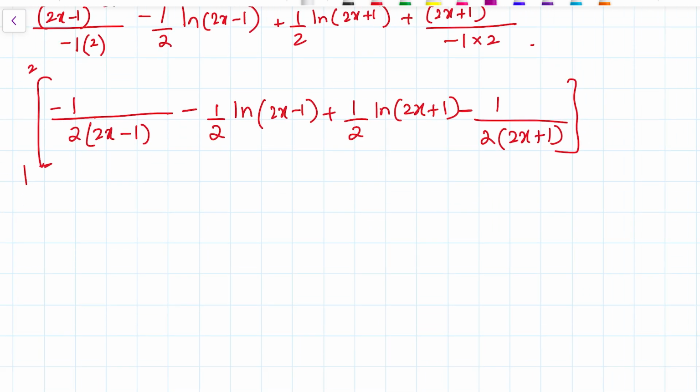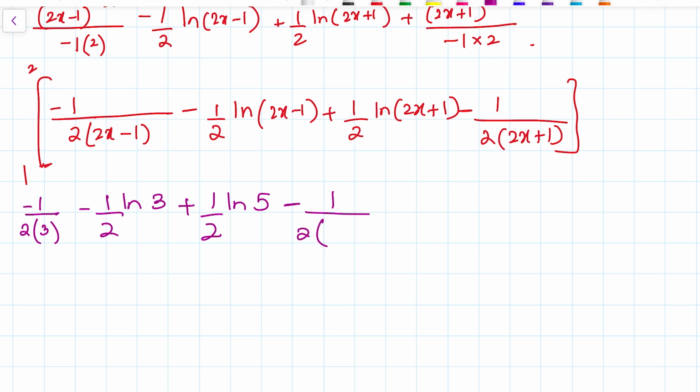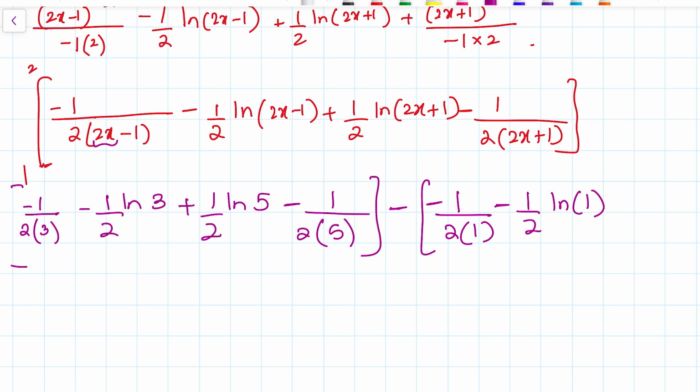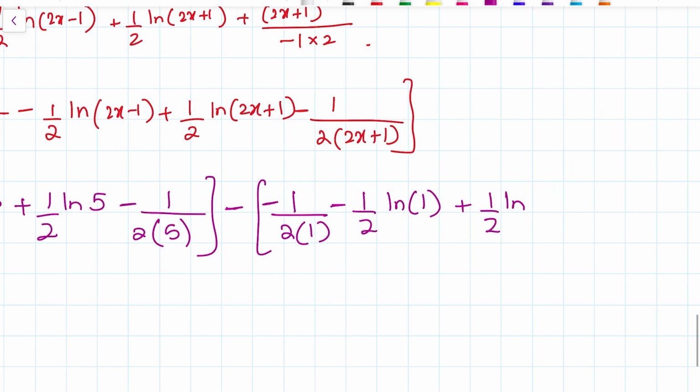Now let's input the 2 limit. Minus 1 upon 2 into 2, 2 into 2 is 4 minus 1, 3. Minus half ln of 2 into 2, 4 minus 1, 3. Half ln of 2 into 2, 4 plus 1, 5. 1 upon 2, 2 into 2, 4 plus 1 is again a 5. Minus, now the limit 1: 1 upon 2, 2 into 1, 2 minus 1 is a 1, minus half ln 1, plus half ln of 2 into 1, 2 plus 1, 3, minus 1 upon 2, 2 and 3.